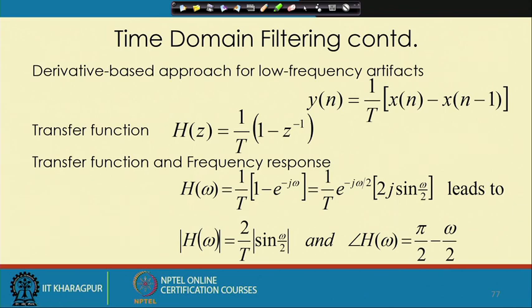The derivative based filter. Then we can look at the other kind of signals, like the low frequency artifacts. For example, we have seen the baseline wandering. So far the filters we have seen, that is moving average filter and synchronous averaging, are primarily good for removing the high frequency noise.